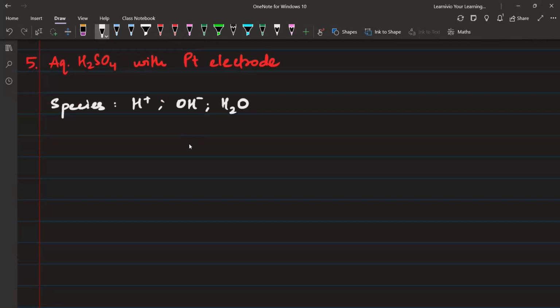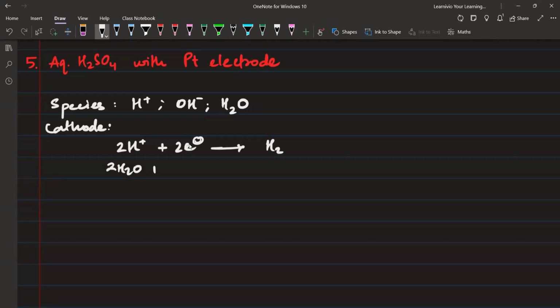So in the cathode, it is very easy because whether you take H positive, then also you are going to get H2. You can balance it like this. Or if you take water, then also you are going to get hydrogen gas. So no matter what reaction happens, you are always going to get hydrogen gas in the cathode. There is no competition here. There is no other product that is possible.